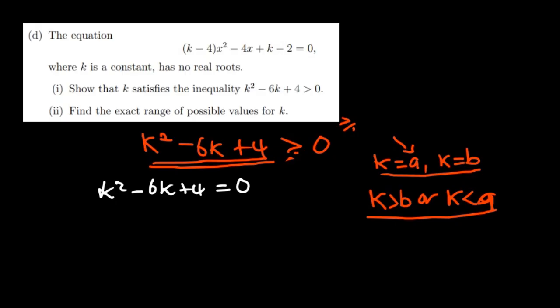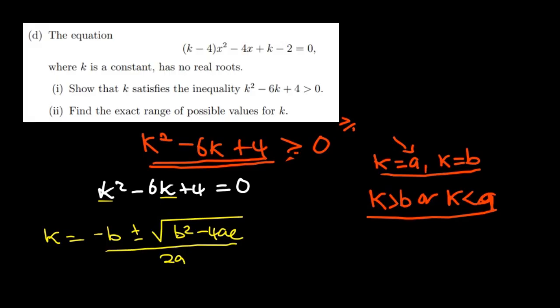That quadratic formula is now in terms of k. So we're going to say k is equal to minus b plus or minus the square root of b squared minus 4ac, and then we divide all this by 2a. Our b is the coefficient of k. Let's say a will just be the coefficient of k squared, which is 1. b will be the coefficient of k, which is minus 6. And then c will be the value with no k, meaning 4 there.